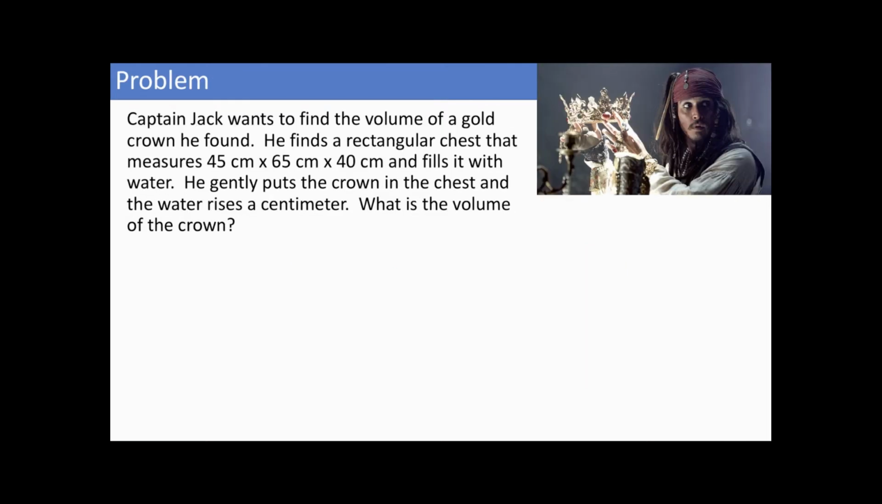All right, so let's do a problem. Take a moment to pause and read it and draw a picture to help you out. So Captain Jack wants to find the volume of a gold crown he found. He finds a rectangular chest that measures 45 by 65 by 40 centimeters and fills it with water. He gently puts the crown in the chest and the water rises a centimeter. What is the volume of the crown?